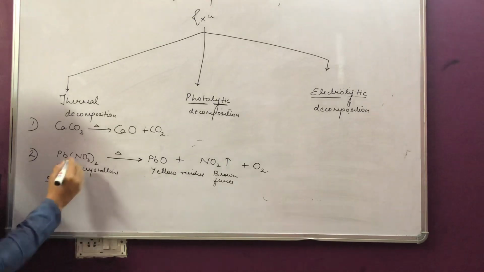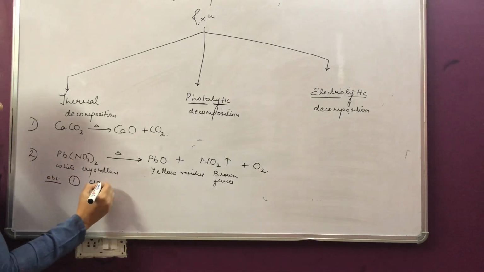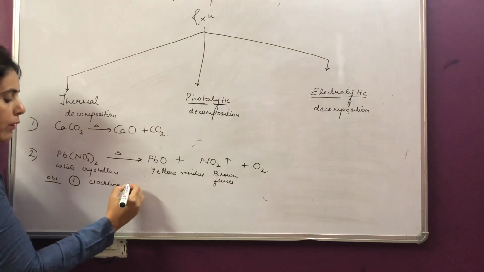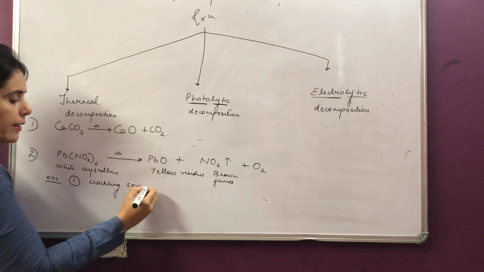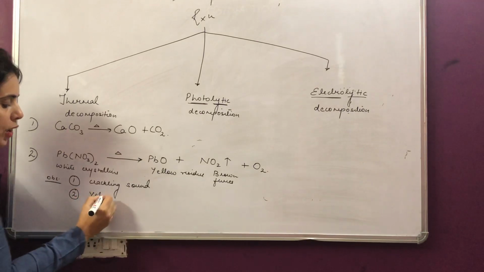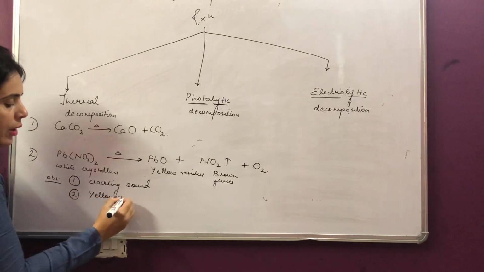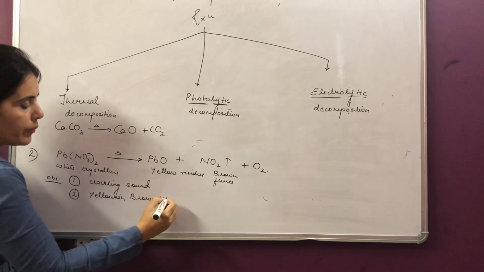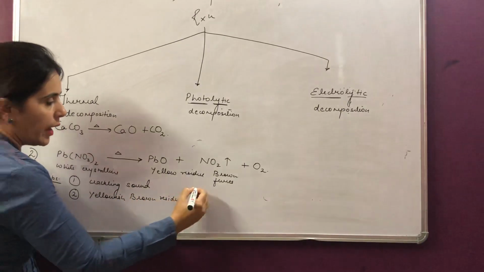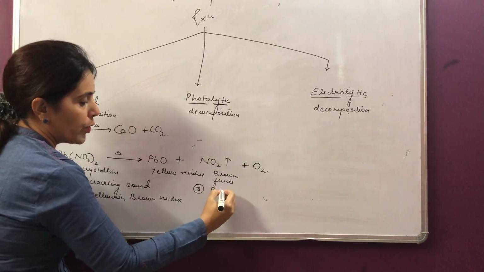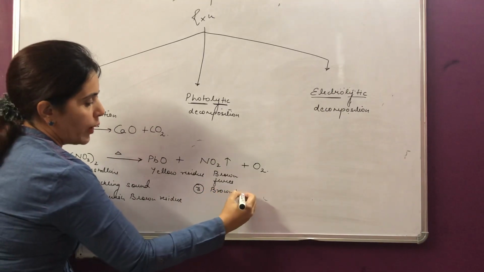The first observation is you get a crackling sound. जैसे पटाखे बजते हैं तब आवाज नहीं आती है, बिल्कुल वैसे. You get a crackling sound. The second observation is you get a yellowish brown residue. And the third observation is you get brown fumes of NO2.